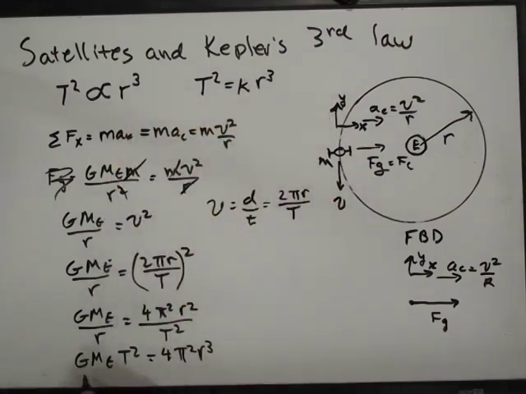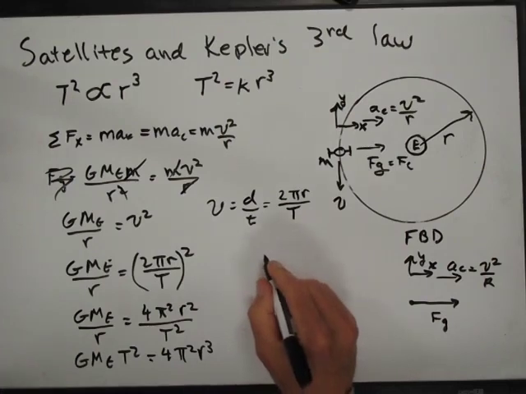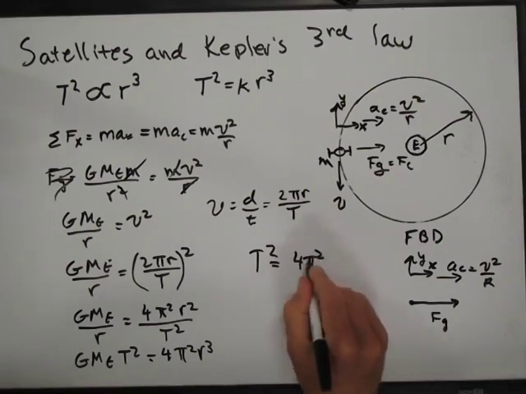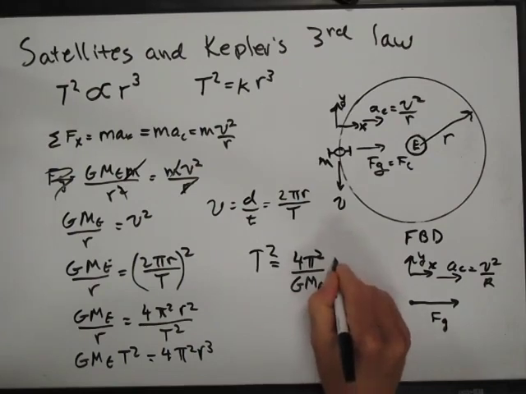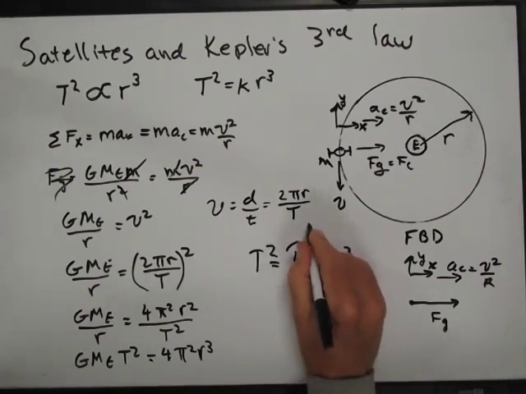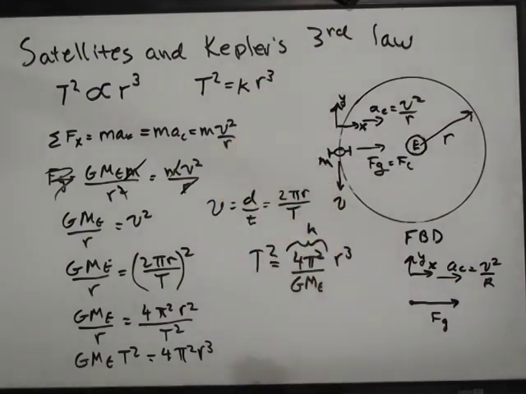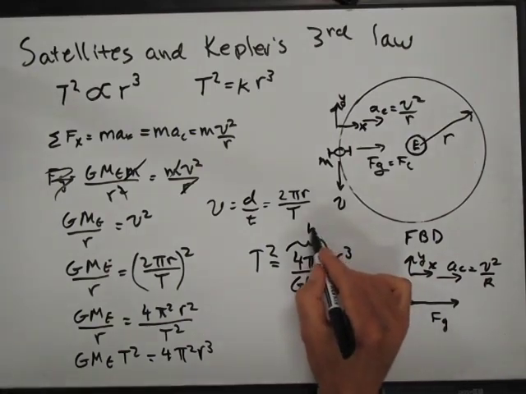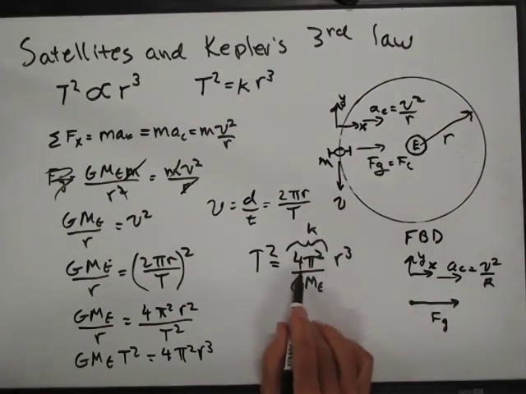Now I can just divide both sides by G times the mass of the Earth, and I get the period squared is equal to 4 pi squared over G times the mass of the Earth, times the radius cubed. And this thing is my constant that I talked about up there, right? 4 pi, G, and the mass of the Earth are the same for anything that's orbiting the Earth. These things are constants, they don't change. So if you're orbiting the Earth, this will be the constant for you.